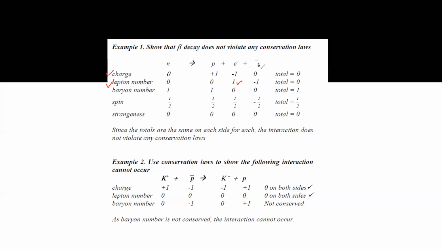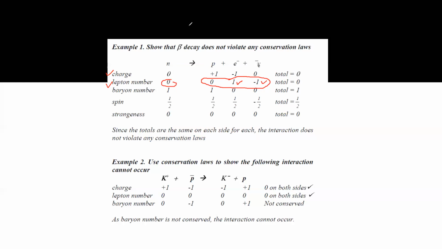An anti-electron neutrino, it's an anti-particle, so lepton number will be minus one. So when you check the lepton number on the right hand side, it's zero. On the left hand side, it is also zero. So what it shows is that the lepton number is conserved.